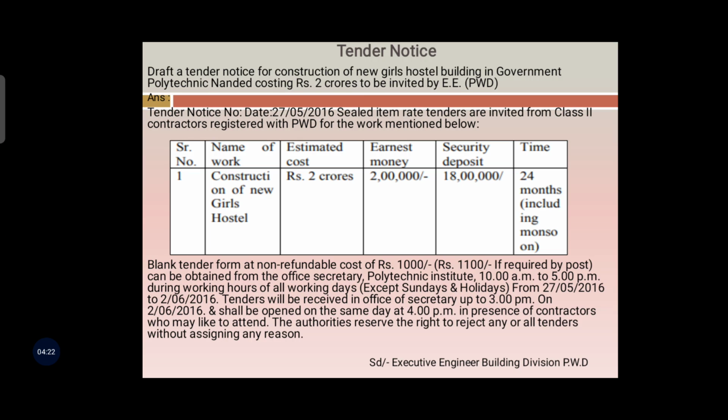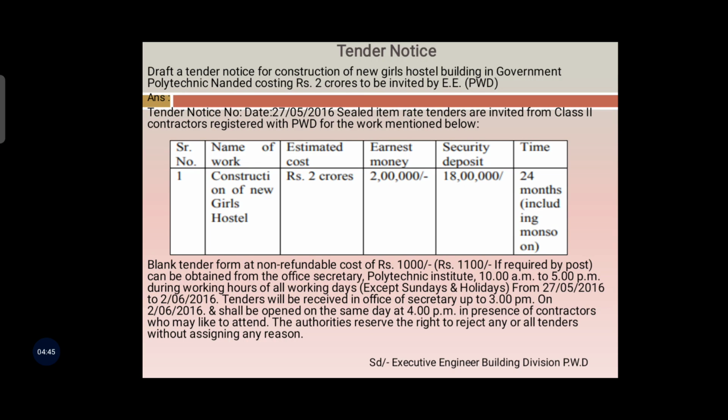Okay, then the authority reserves the right to reject any or all tenders without assigning any reasons. It means the authorities have the power to reject the tenders. We learned that point in the last chapter, the right to reject the tender. So even if there is no reason, the authorities can reject your tenders.